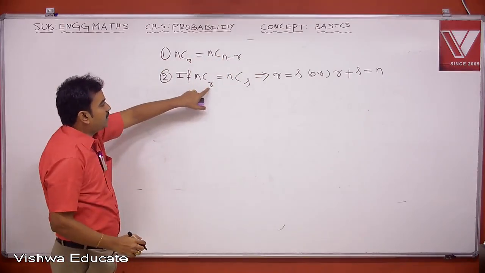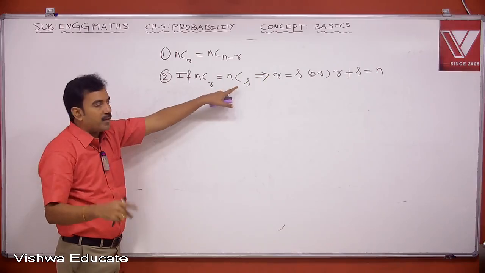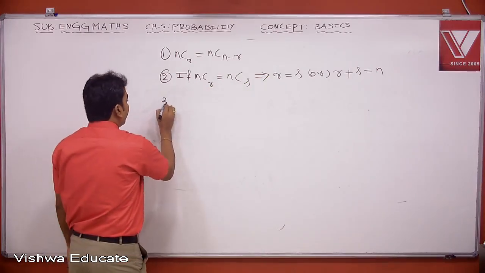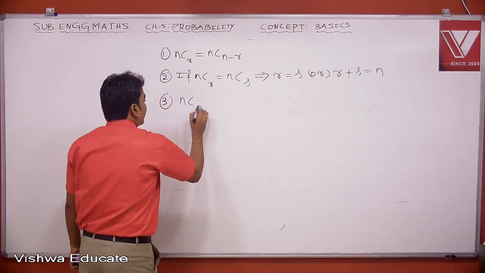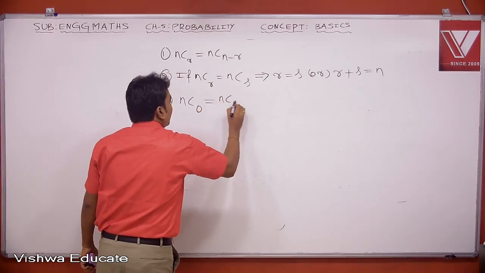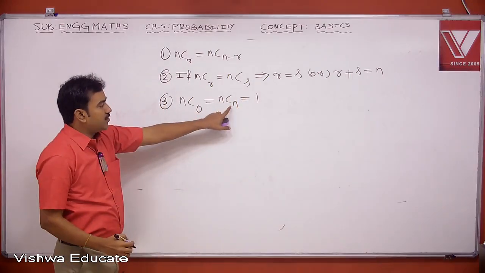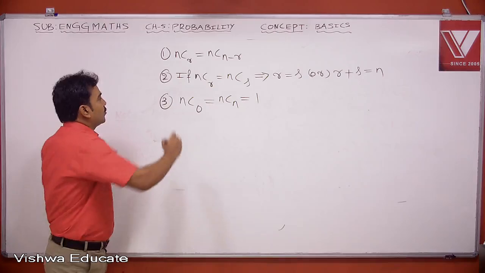So whenever NCR equals NCS, two things may happen: either R equals S or R plus S equals N. Next, NC0 equals NCN equals 1. So note all these points.